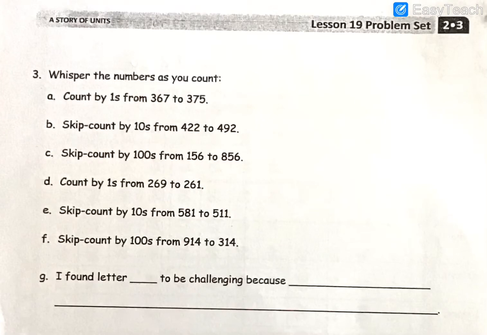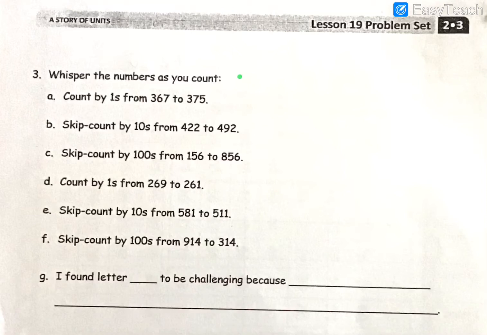Number 3 says, whisper the numbers as you count. Count by ones from 367 to 375. I want you to write how many more you counted right here in this blank space next to it.